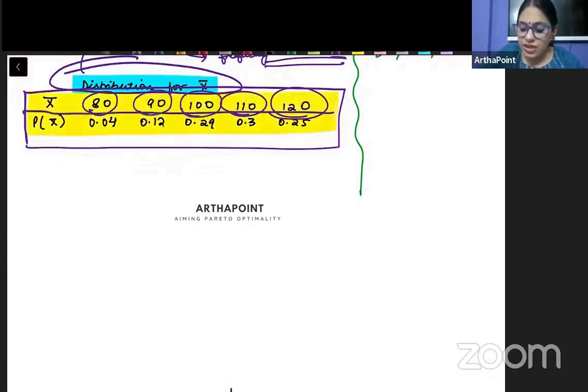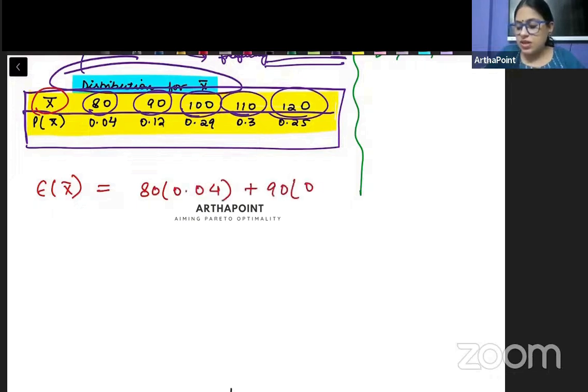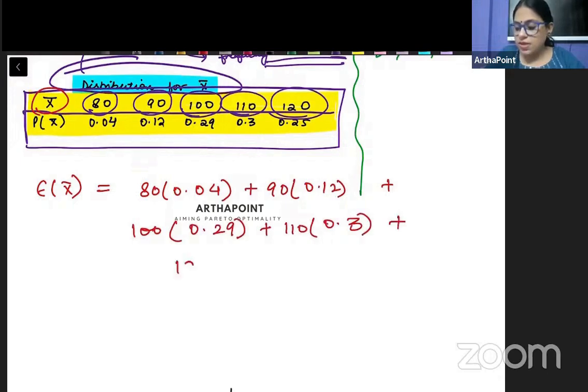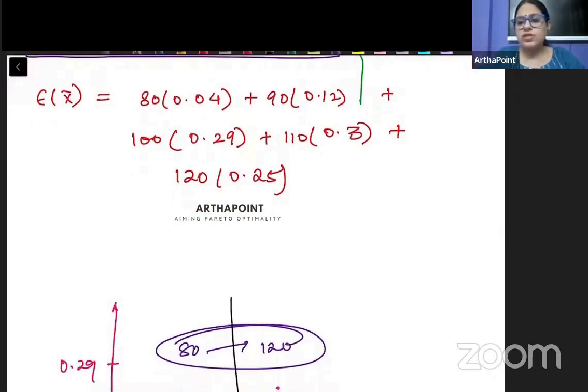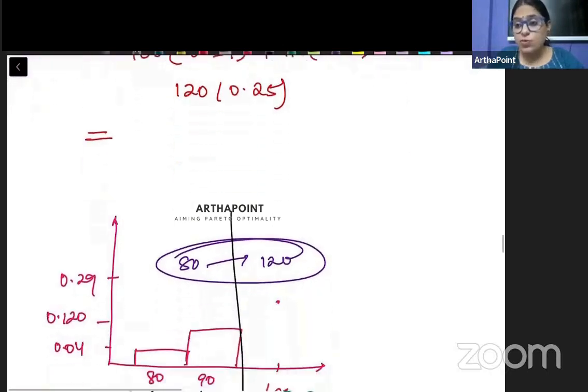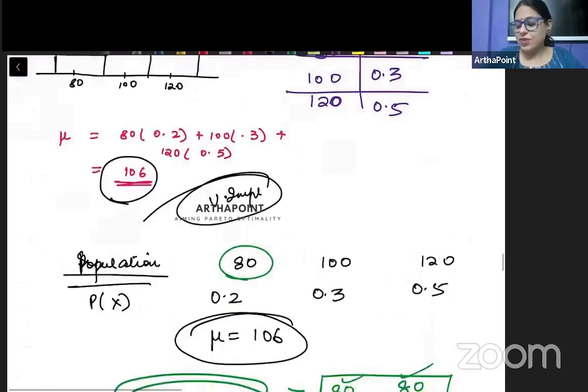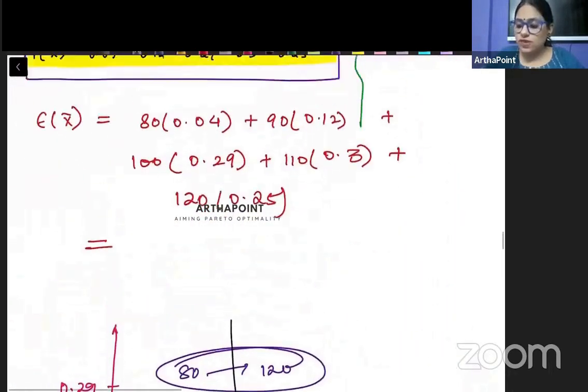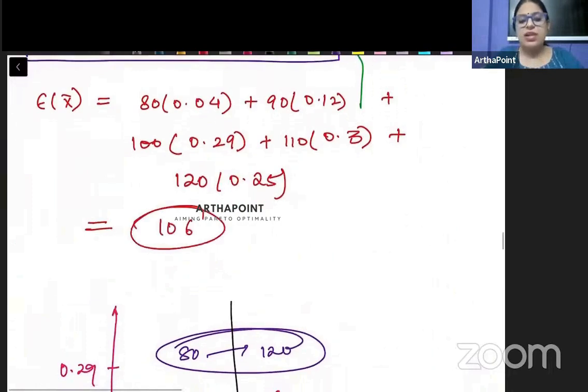तो अगर मुझे इन मीन का मीन निकालना है, if I need to find the expected value of these mean, तो क्या करेंगे बेटा? 80 into 0.04 plus 90 into 0.12 plus 100 into 0.29 plus 110 into 0.3 plus 120 into 0.25. And when you will solve this, आपको realize होगा कि यहां से जो आपको value मिल रही है, the value that you are getting is exactly the mean of the population. आपको इसको solve करके exactly 106 ही मिलेगा.